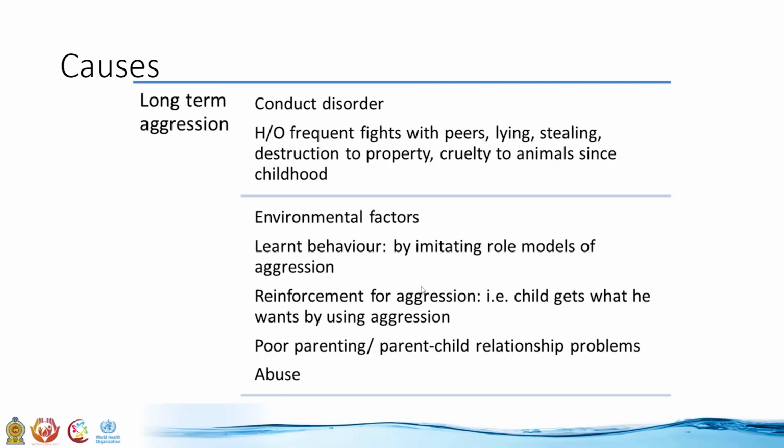This was previously discussed. Environmental factors may also contribute to long-term aggression. The child may behave aggressively by imitating adults in the environment, or else the parents may be unknowingly reinforcing the child's aggression by giving in to their demands when they behave aggressively. This will make the child learn that he can get what he wants by behaving aggressively. Aggression can also indicate underlying parent-child relationship problems.